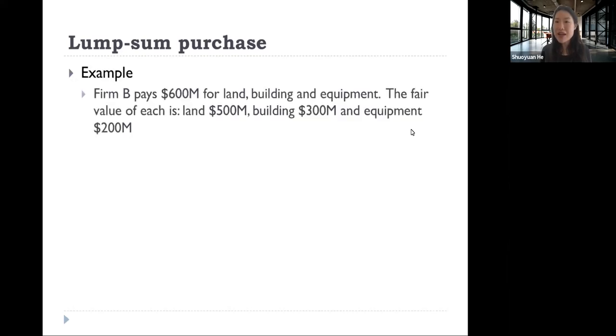So again, here's an example. Firm B pays 600 million for land, building, and equipment. The fair value of each is 500 million for land, building is 300 million, equipment is 200 million. What is your journal entry? Please spend 1 minute, try to write out a journal entry, and you can pause your video for now.